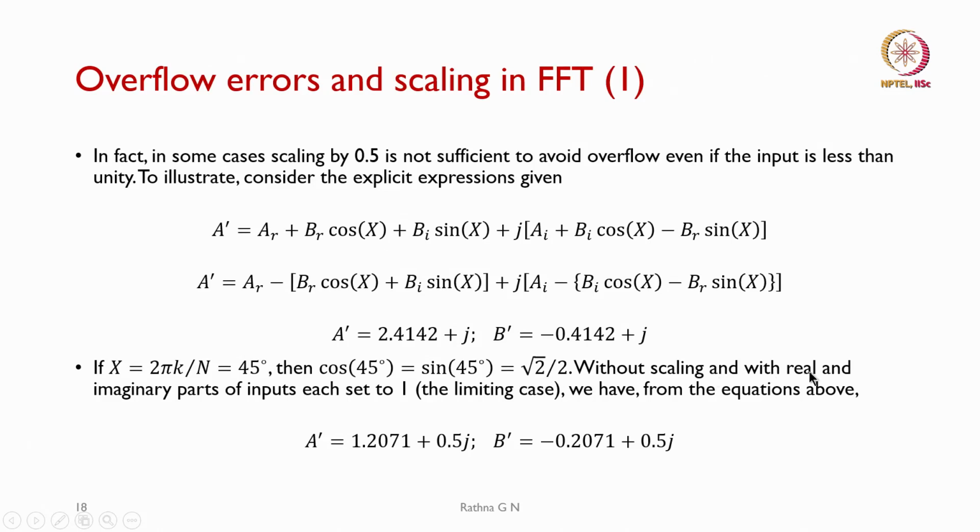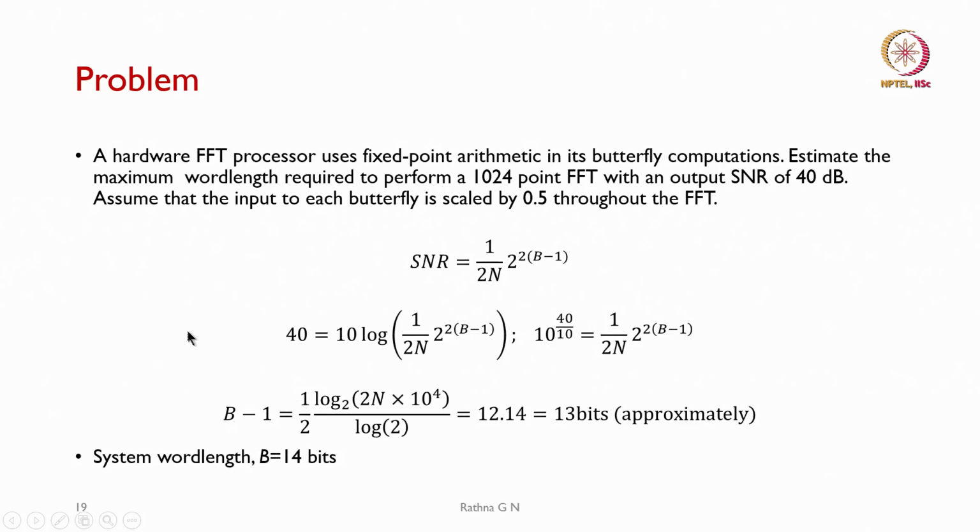So, without scaling and with the real and imaginary parts of inputs each set to 1, the limiting case from the above equations is that a dash is nothing but 1.2071 plus 0.5j, and then b dash will be this value. If all of them are set to 1, this is what we will be getting. So, we know what our maximum output from these butterfly structures will be. To see how many bits are required to keep our required signal to quantization noise ratio, we will look at one problem in this case.